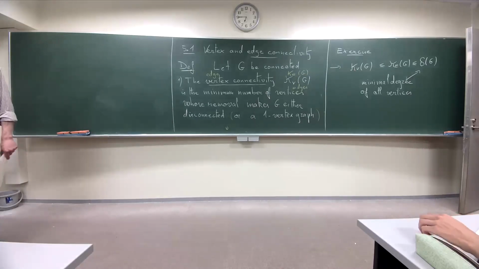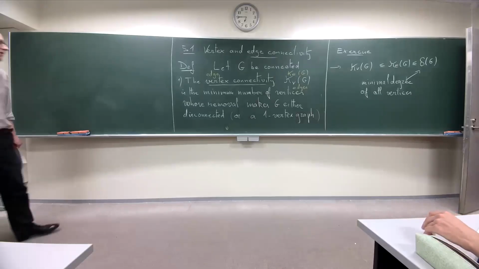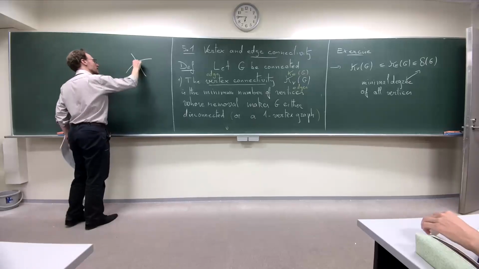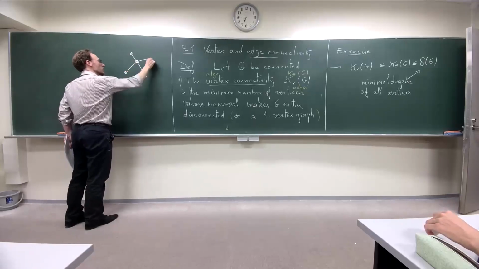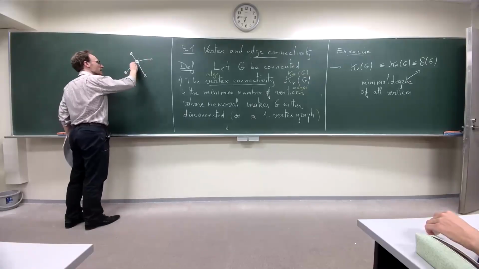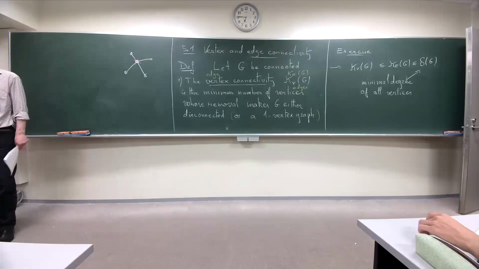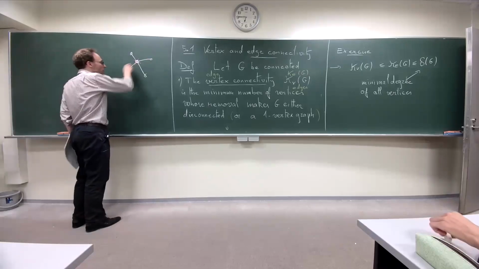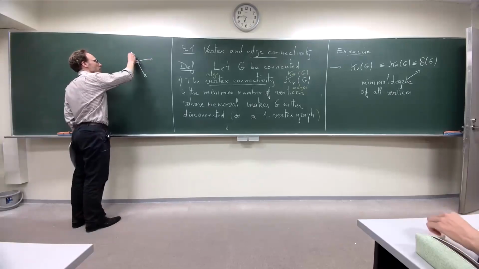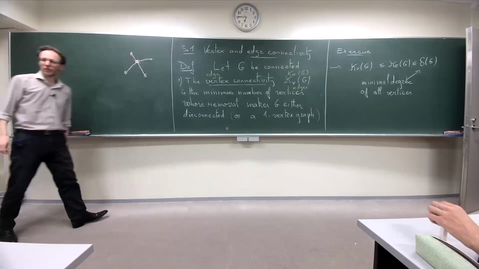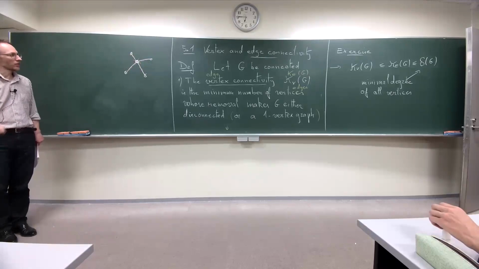The question is, when you're removing a vertex, you need to also remove the edges connected. Yes, of course. If you have a graph like this, and you remove this vertex, you cannot have edges without one endpoint. This is not allowed. So when you remove this vertex, you remove these 4 edges. But it was in the definition of removing.